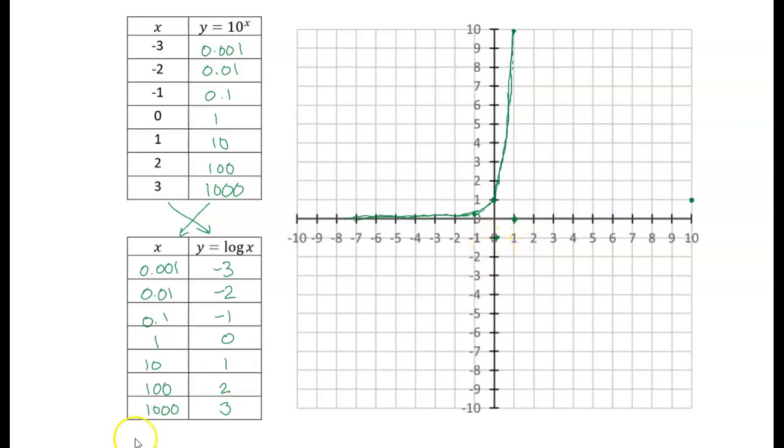All right, so now we just need to connect the dots. Okay, so I've connected the dots. So we should probably label these. This is y equals log of x, and this one here is y equals 10 to the x.